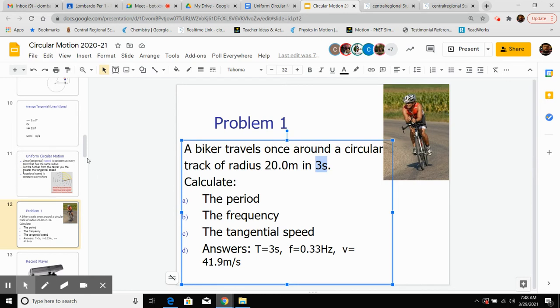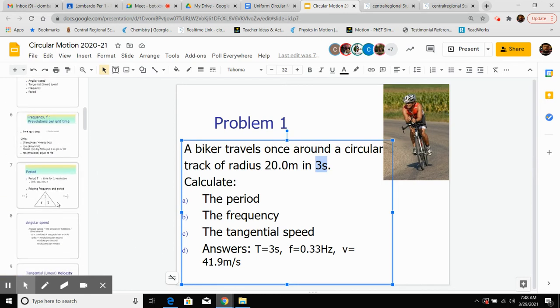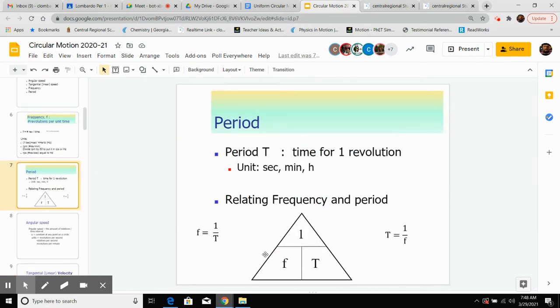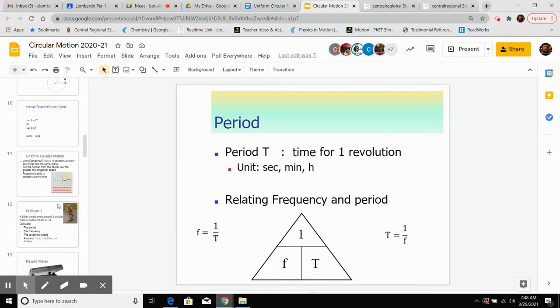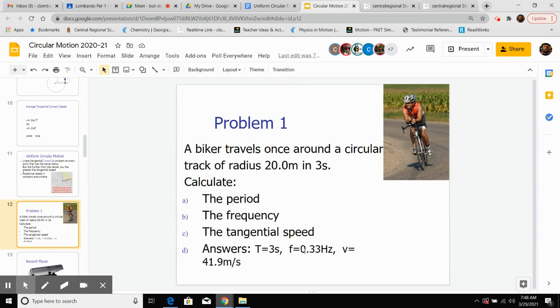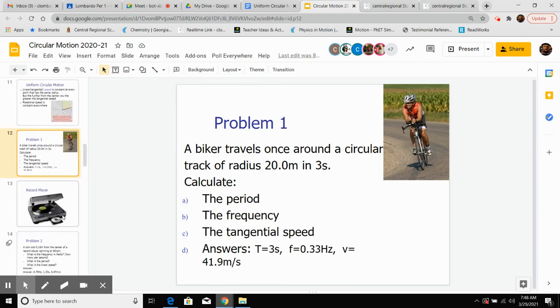To find frequency, it's the inverse. So I know what T is. If I do 1 over T, I can get the frequency. So 1 over 3 is 0.3 repeating hertz. And then velocity, 2 pi r over T, or 2 pi r times f. So if I did 2 times pi times r of 20, and then divide by 3, I'm going to get an answer here of 41.9 meters per second.